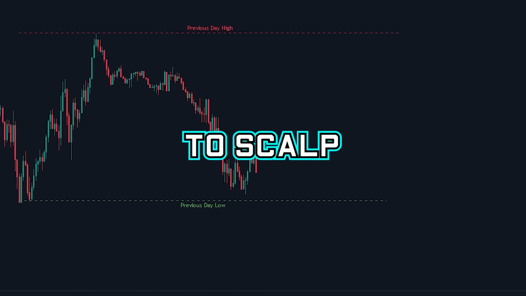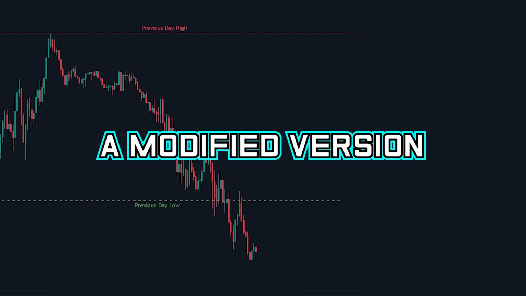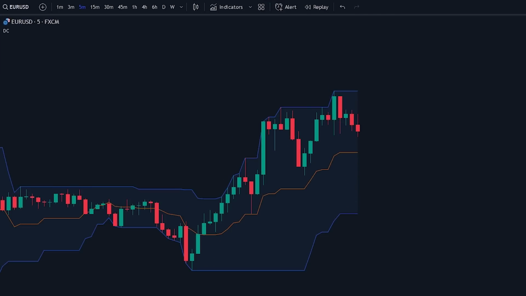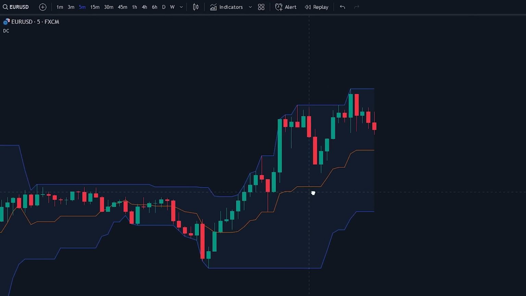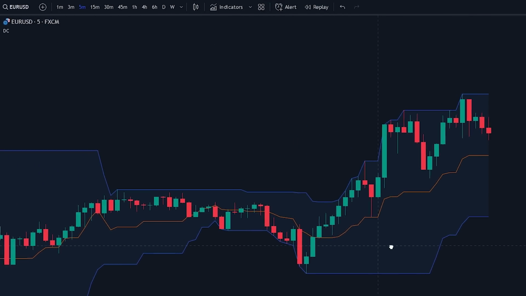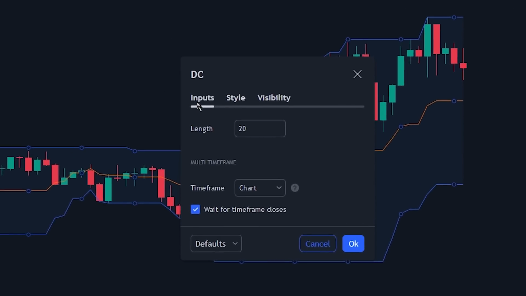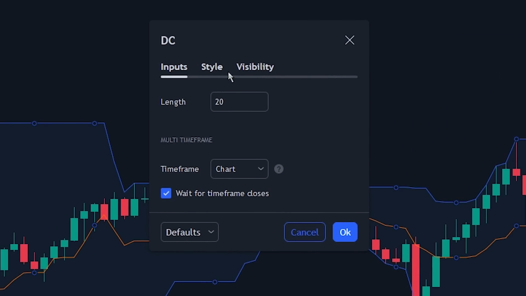Since we are looking to scalp or day trade, we will be using a modified version of this strategy by using the Donchian channel indicator. Now that we know the basics of the strategy, let's change the indicator settings. Navigate to the Indicator Settings tab and click on the Inputs tab. Here we will first be changing the length of the indicator.